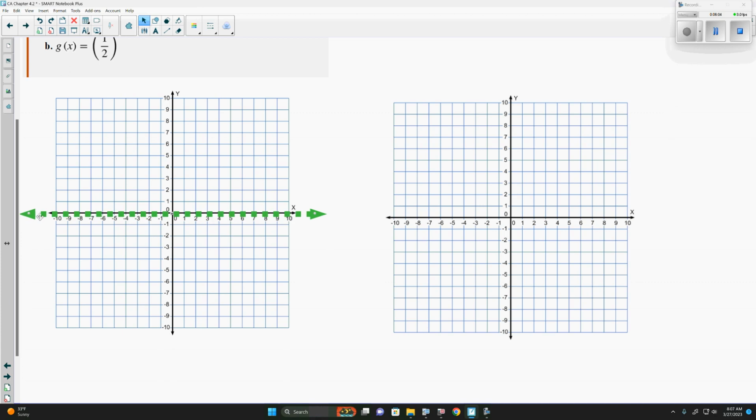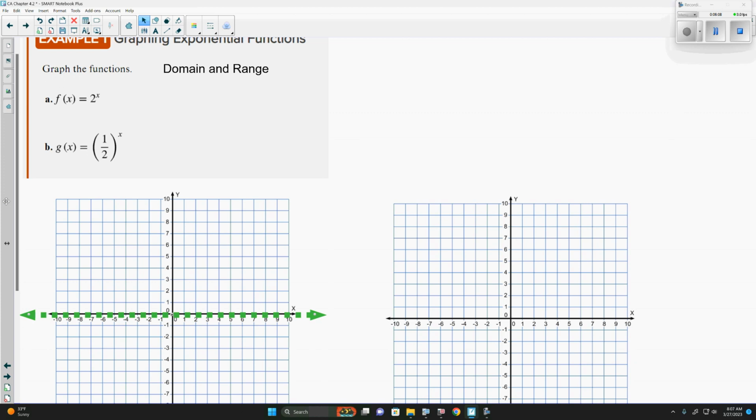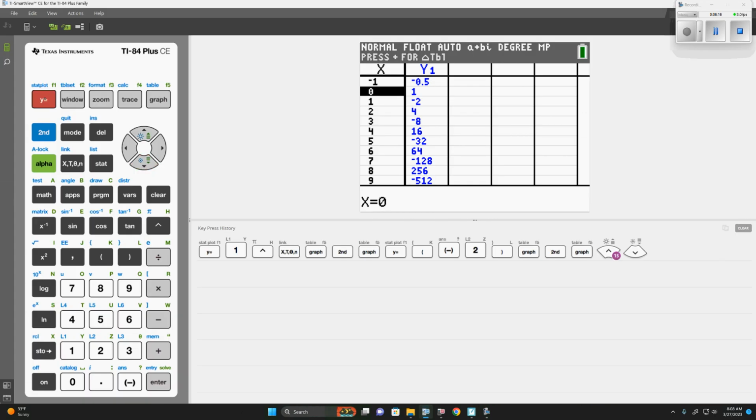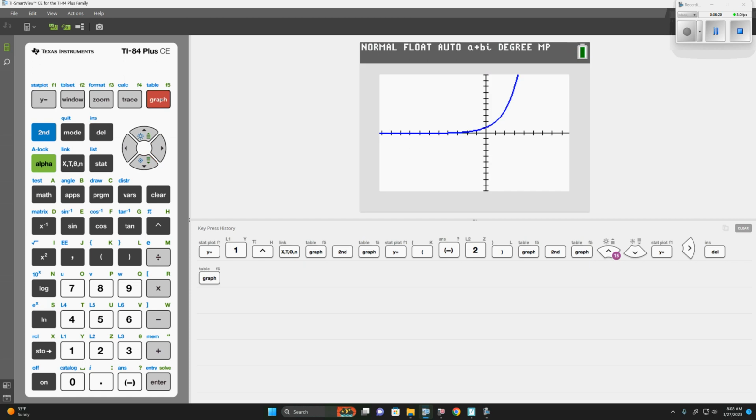That is going to be y equals 0. Part of the reason we know it's y equals 0 is because there's nothing added or subtracted from the function, it's just 2 to the x. And then we just need some points. We can graph it here, and we see 2 to the x does not cross the x-axis. There is no 0 for it.